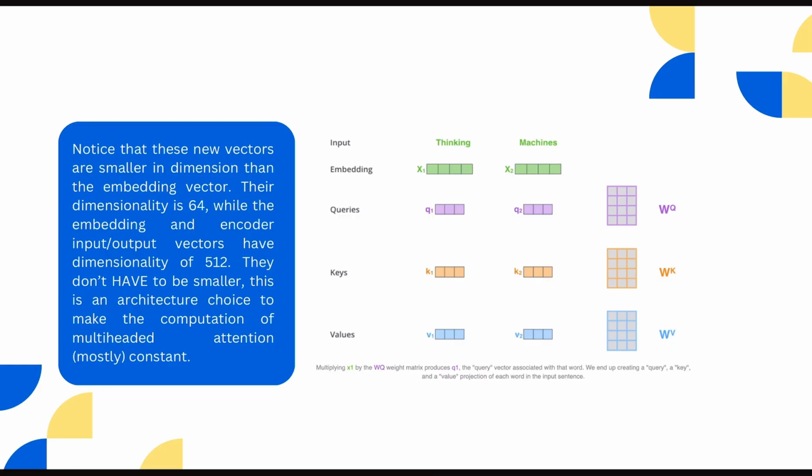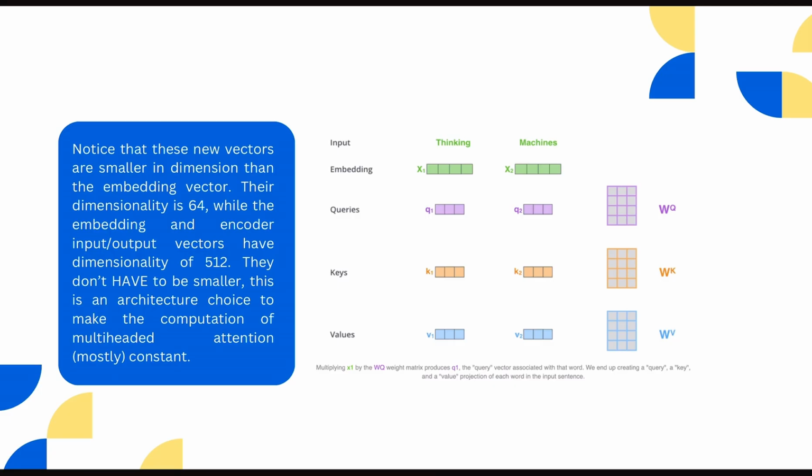So typically, if the embedding vector has a dimension of 512, then the q, k and v might have a dimension of 64. This reduction in dimensionality makes the computation of the multi-head attention more efficient. The higher the dimension is, the higher GPU memory you need and the higher computational power you need.